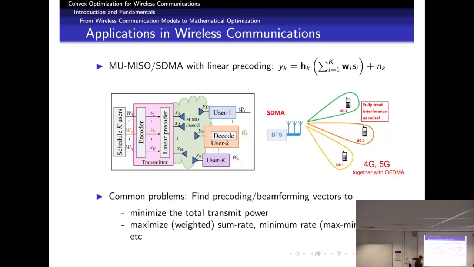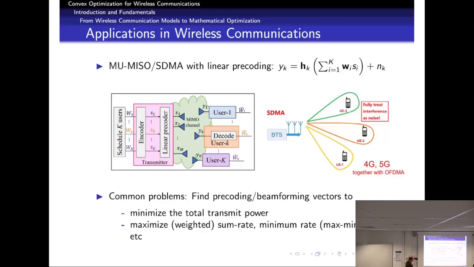It could be, for instance, minimizing the total transmit power. So I want to guarantee, for instance, a certain quality of service at each of those receivers. For instance, I want to make sure that the SINR of each of those receivers is larger than a certain threshold, but I want to do this with the minimum possible transmit power. Right? So this would be one possible objective function: minimizing the total transmit power subject to a certain quality of service for those different users.